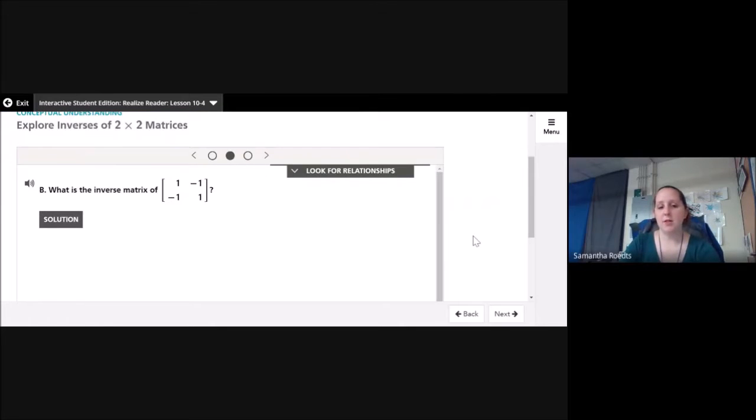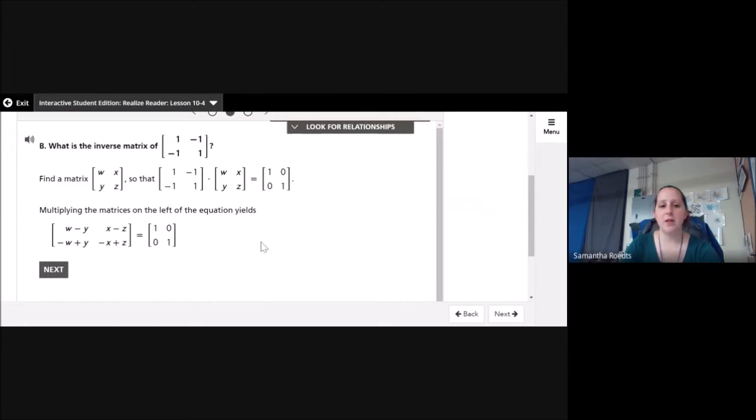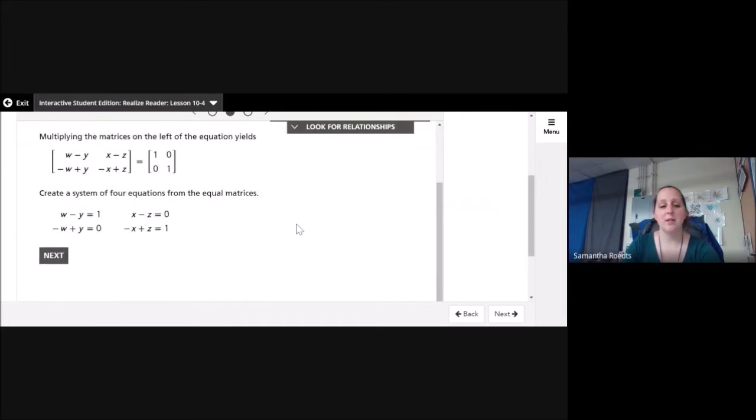What is the inverse matrix of [1, negative 1; negative 1, 1]? I find a matrix WXYZ so that [1, negative 1; negative 1, 1] times WXYZ equals [1, 0; 0, 1]. I multiply the matrices on the left side of the equation, which gives me W minus Y, X minus Z, negative W plus Y, negative X plus Z equals [1, 0; 0, 1].